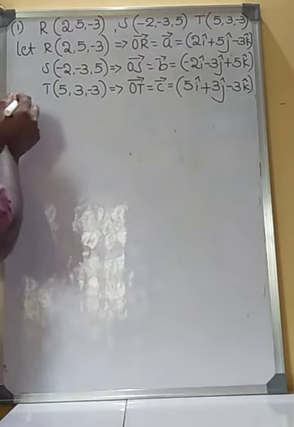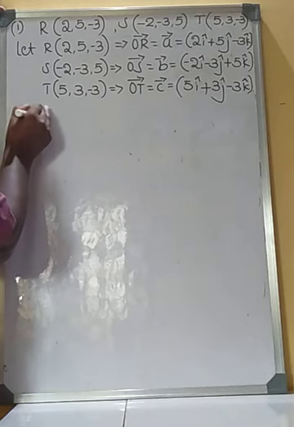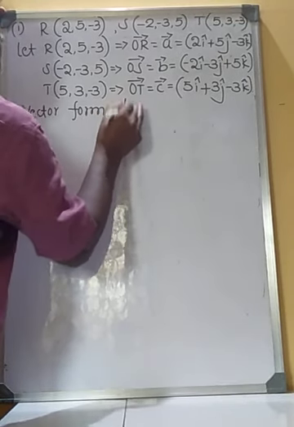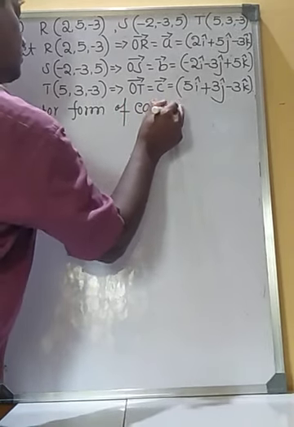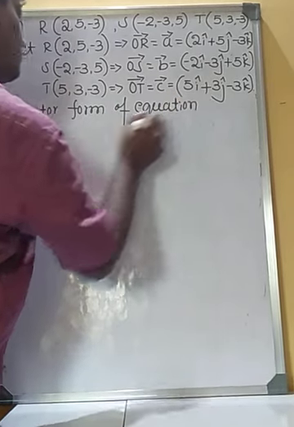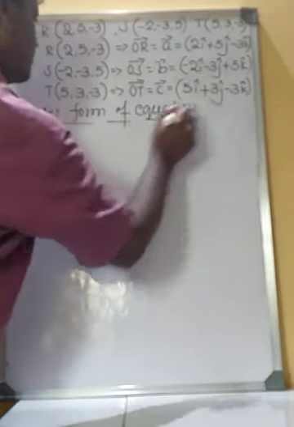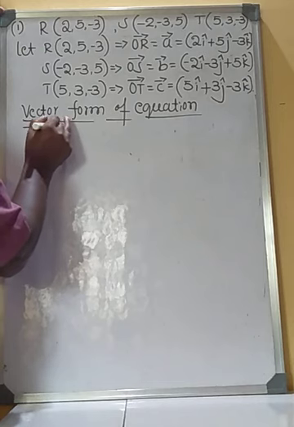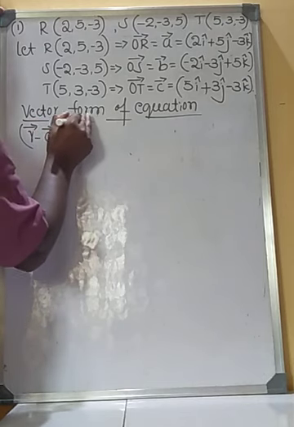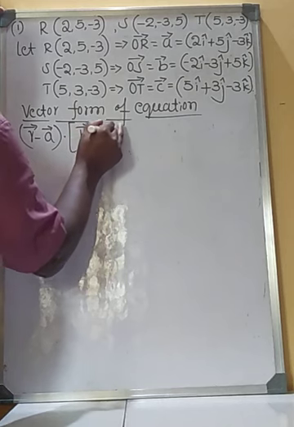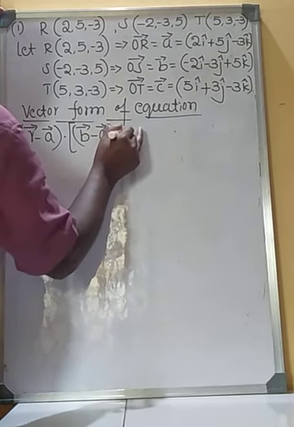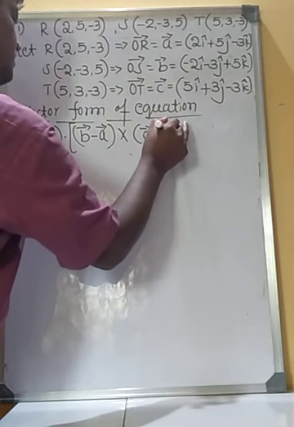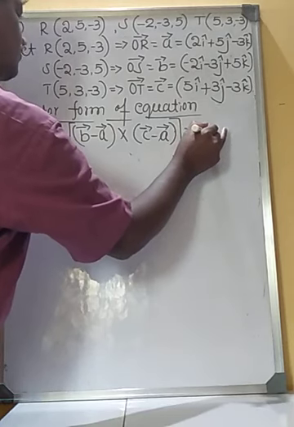Now write the vector form of the equation. The vector form of the equation of a plane is (vector R minus vector A) dot (vector B minus vector A) cross (vector C minus vector A) equals 0.